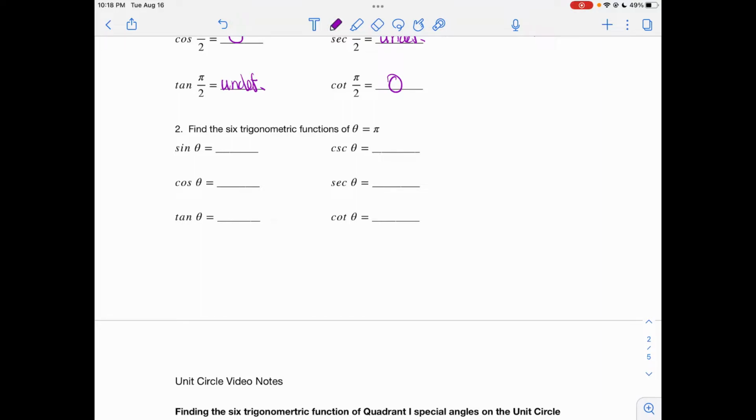All right, let's find the 6 trigonometric functions of the angle pi. So think of my unit circle here. I remember pi is 180 degrees, so that ordered pair is -1, 0. Sine is your y value, so that's 0. Cosine is your x value, so that's -1. Tangent is y over x, so sine over cosine. So 0 divided by -1 is 0.